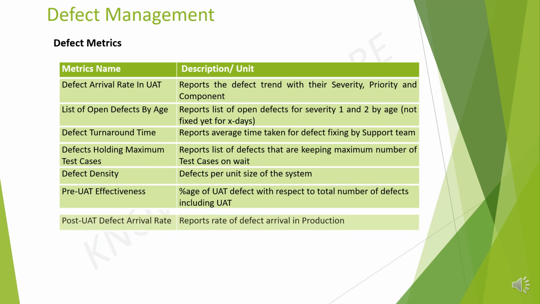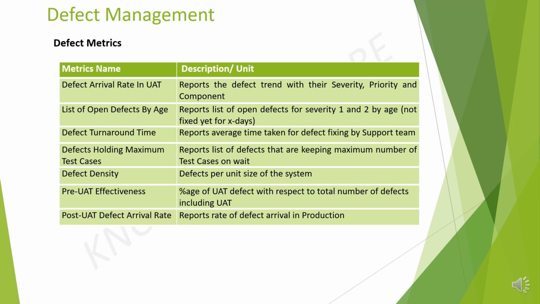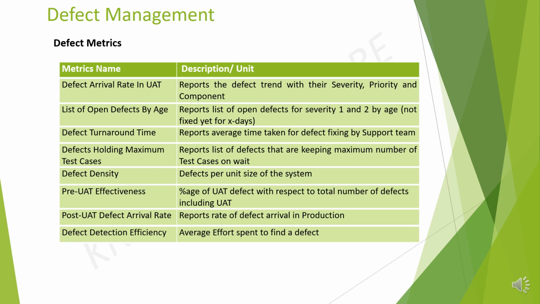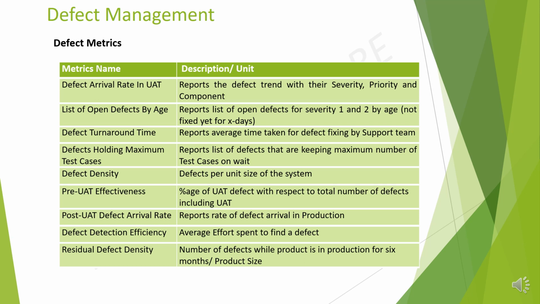Next, post-UAT defect arrival rate. It means the rate of defect arrival in production. Next, defect detection efficiency. It means the average effort spent to find a defect. Next, residual defect density. It means the number of defects while the product is in production for 6 months per product size.